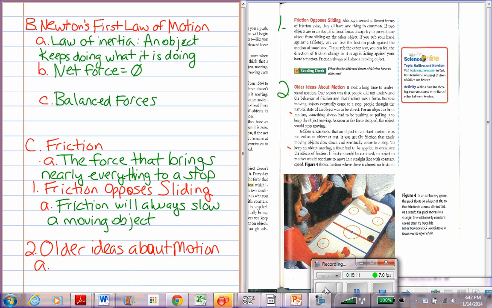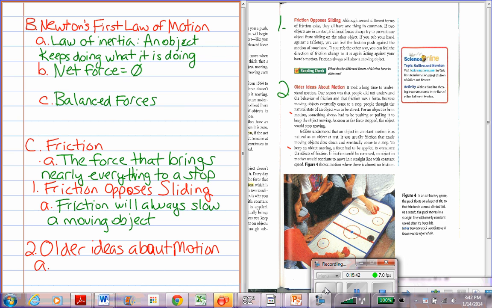Galileo understood an object in constant motion is as natural as an object at rest. It was usually friction that made moving objects slow down and eventually come to a stop. To keep an object moving, a force had to be applied to overcome the effects of friction. If friction could be removed, an object in motion would continue to move in a straight line with constant speed. Figure 4 shows motion where there is almost no friction.